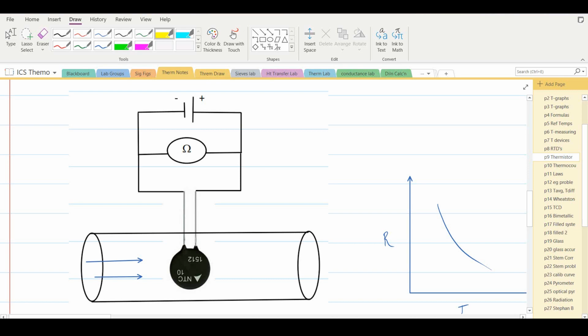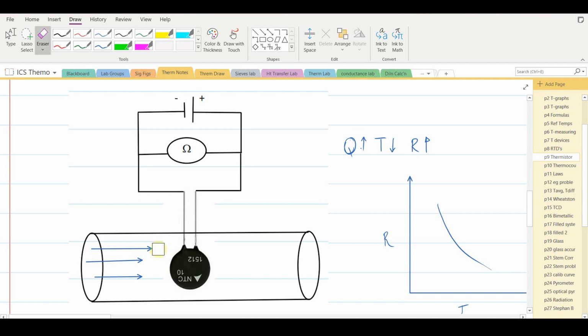What happens if the fluid flow were to speed up? Let's just add another arrow here. If the fluid flow were to increase, that would cool down the thermistor. So if we use the symbol Q for flow, if the flow rate were to increase, then the temperature of the sensor would decrease. Now when the temperature of the sensor decreases, if you look at the graph, the resistance will actually increase. So if you see an increasing resistance, it would indicate an increased flow rate.